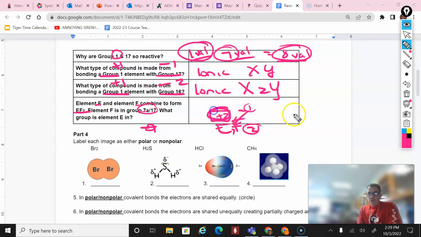E has to have a +2 charge, which means it is in group number 2. So that would be our beryllium, magnesium group, the alkaline earth metals.